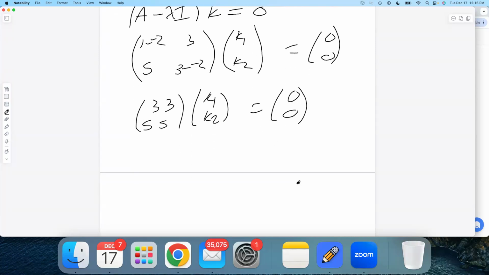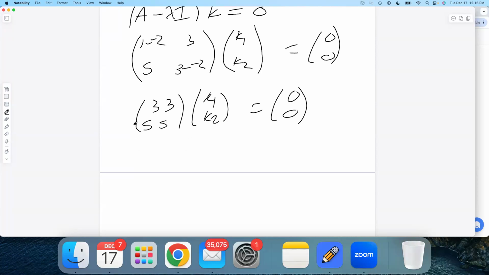We're almost done. We're getting there. Notice that these rows are not independent. If I take this guy times 5/3, I get this guy. That should always happen. And the two different equations we're going to come up with here are not independent equations. We're really getting the same equation twice.